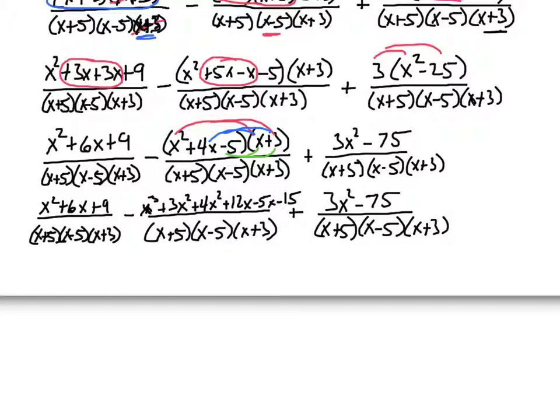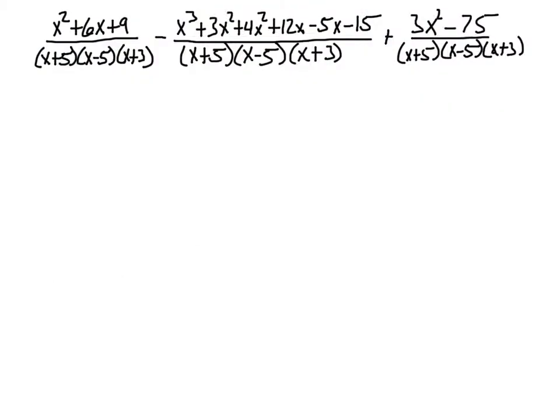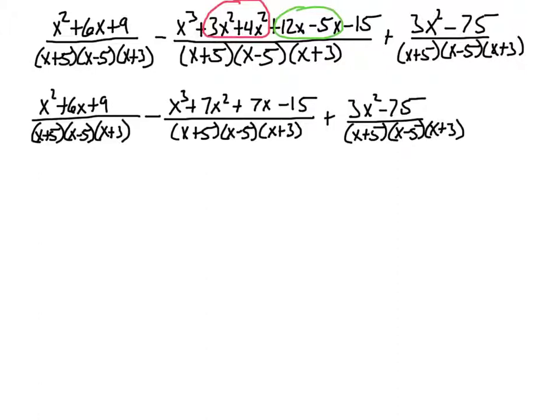I'm actually going to take a moment and rewrite this on my next page. Okay, so I've got my problem copied down here. I can go through and combine some like terms. I've got a couple of x squareds here. I've got a couple of x's here. Okay, so I've done my combining the like terms. I get 7x squared and 7x. So now comes the time where we can finally go through and add these three fractions together.